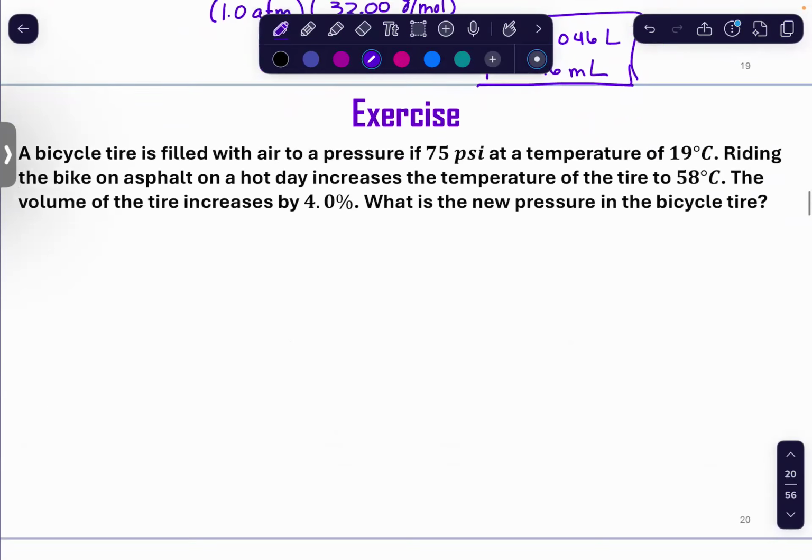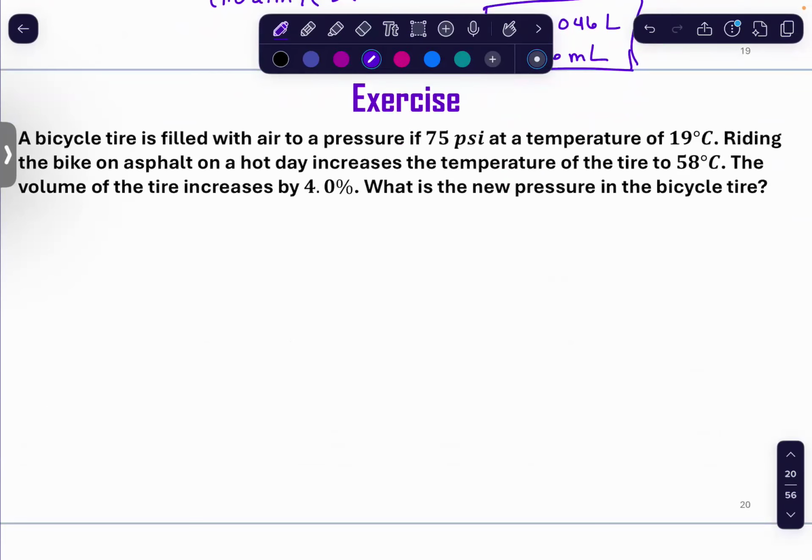Okay, another one. Bicycle tires are filled with air to a pressure of 75 psi. Remember, that's pounds per square inch. At a temperature of 19 Celsius, riding the bike on asphalt on a hot day increases the temperature of the tire to 58 Celsius. The volume of the tire increases by 4%. What is the new pressure in the bicycle tire?